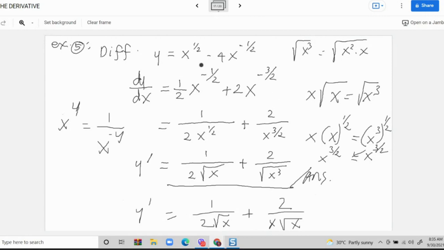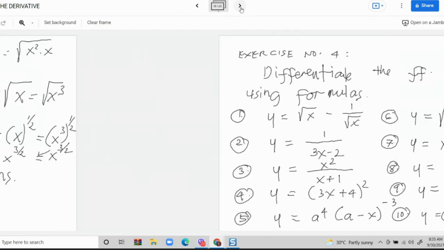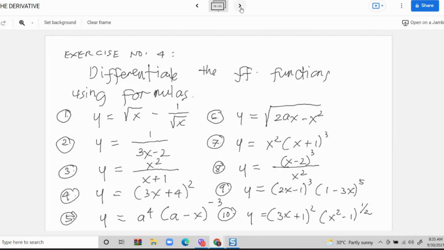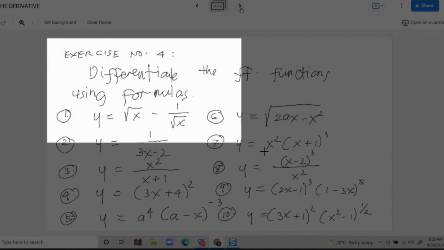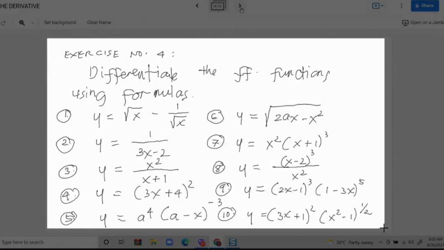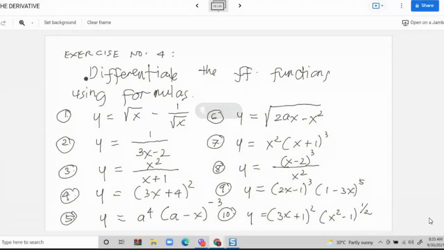Okay, so no question here. Number 5, we'll continue. Yes, sir. Okay, good. Exercise number 4, guys. Copy this as your next exercise. Assignment number 4 or exercise number 4. You have 10 items to answer. Use the formula, or formulas.